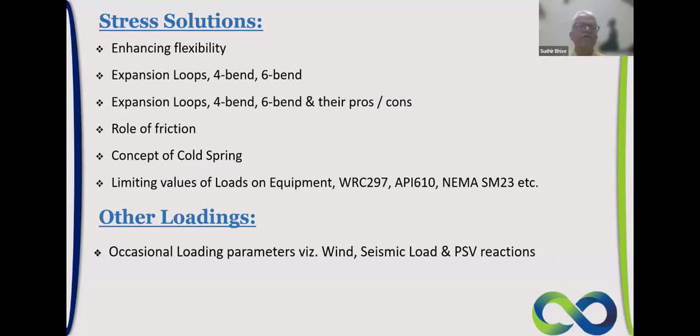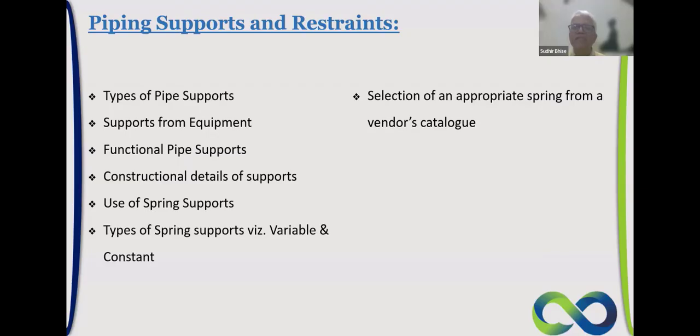Then we are going to see the other types of loadings, in the form of wind, seismic, PSV reactions, and there are some more reactions also, like snow, blast, etc., and we will study those reactions in the piping systems. Then we will see the entire understanding of the supports. What is the requirement of the supports from the point of view of the code? Then various types of supports from the construction, how to take the supports from the equipment, the functional types of supports, in the form of resting, guide, axial stop, anchor, fixed point, etc. Then the use of spring supports, other than those rigid ones.